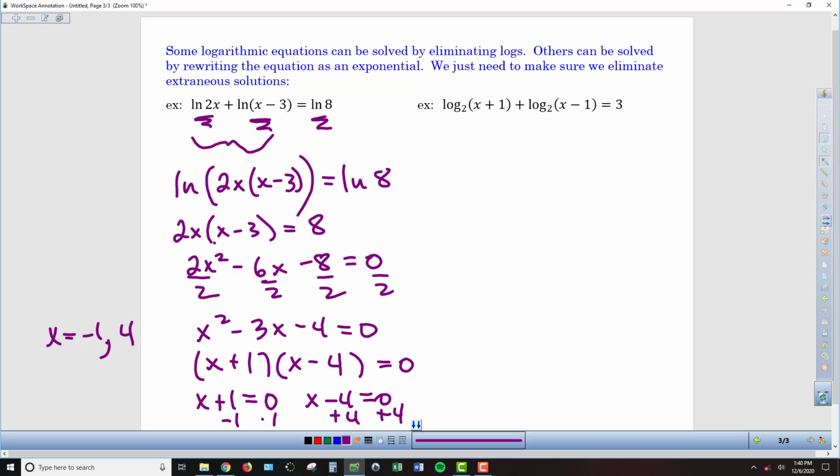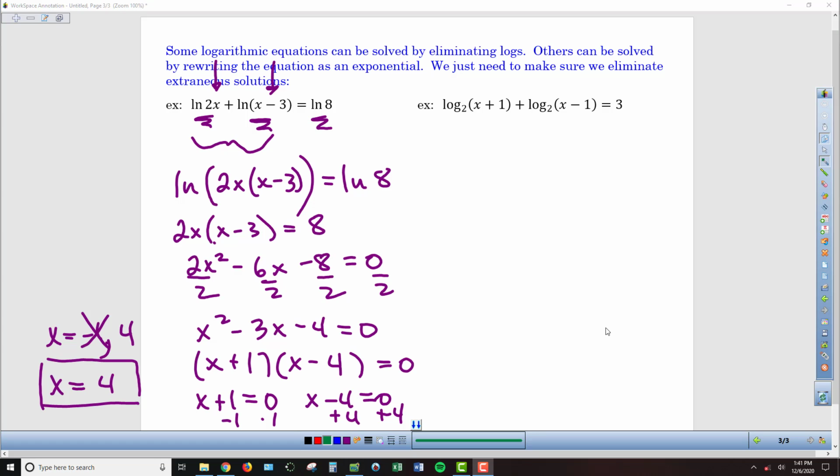Now the one thing we do have to be cautious of is we have to go back and check to see that neither of these answers results in the log of 0 or the log of a negative number. And indeed, if we try to plug negative 1 in for x into both of these expressions on the left, we're going to end up with a negative inside of a logarithm, which is a no-no. So therefore we have to throw out negative 1 as one of our answers. It's extraneous. 4, however, is just fine. If I plug in 4 everywhere, I'm going to get positive values inside of my logarithms, and it's going to work. So x equals 4 is our only answer to this equation.